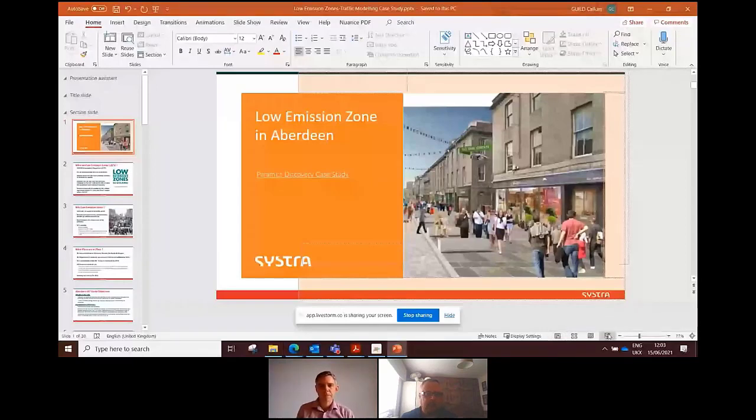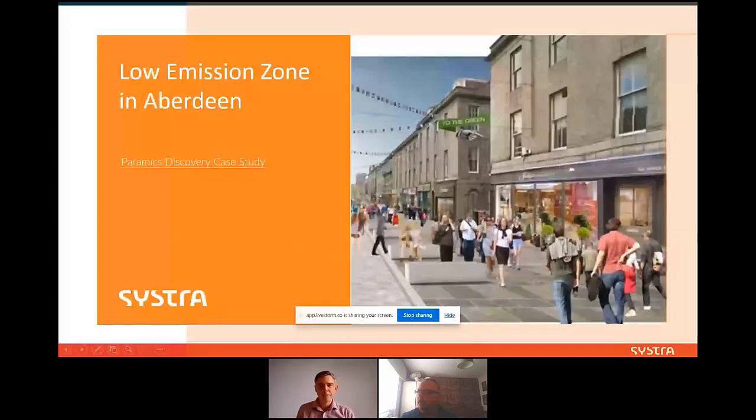Swap our display settings. There we go. Just move that over there.